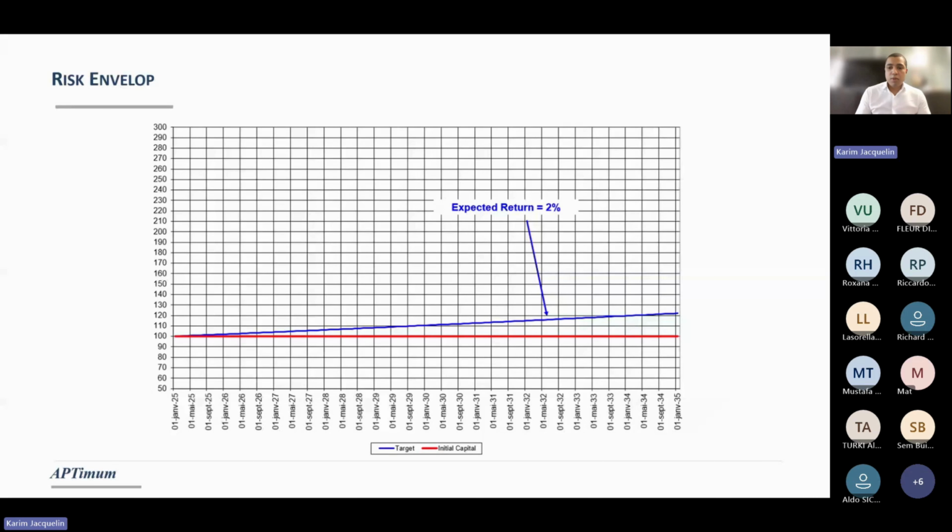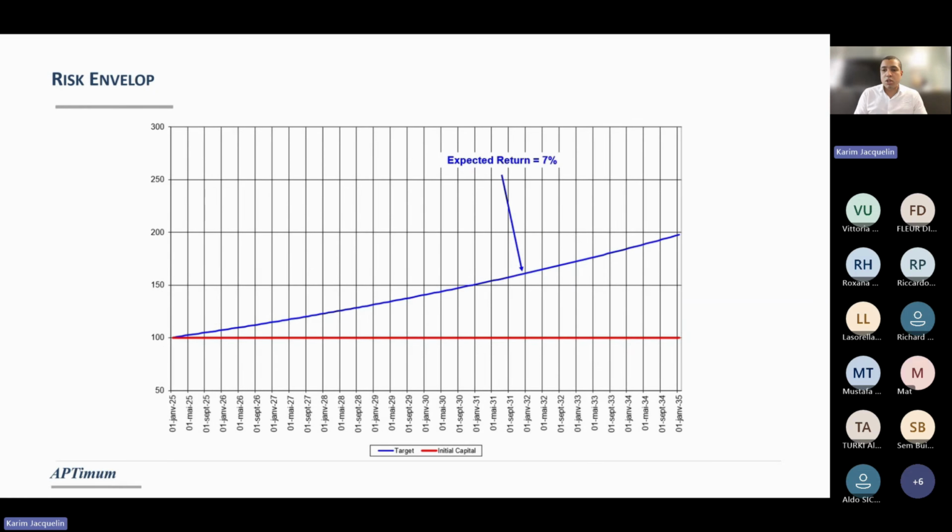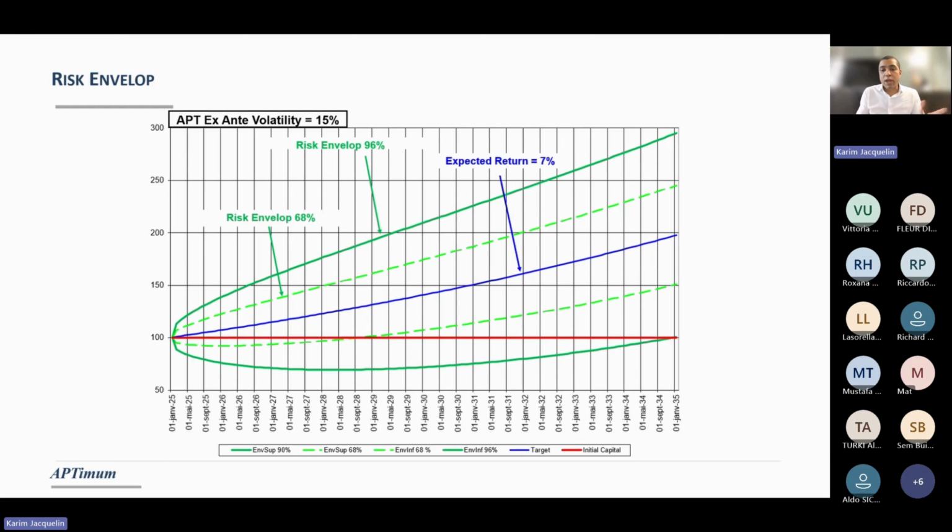Now, if you have more ambition and if you are trying to achieve a more important return, let's say that you are targeting a 7% expected return. So at the end of the 10 years, the value of your portfolio would not be 100, but it would be 200. So you have doubled the value of your portfolio. But the counterparty of trying to achieve this 7% expected return is that you will take some risk. And the way you could visualize the risk and this uncertainty is with the use of these risk envelopes.